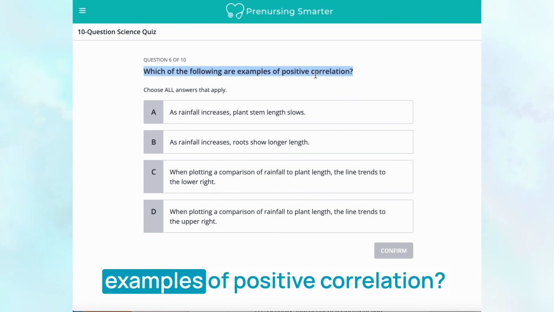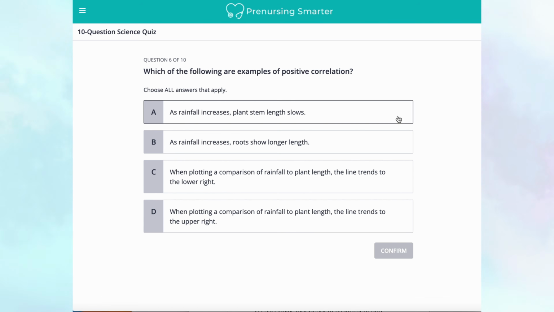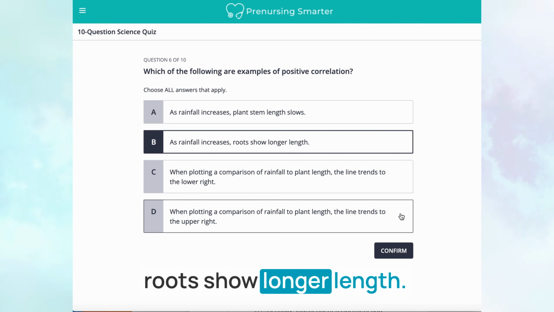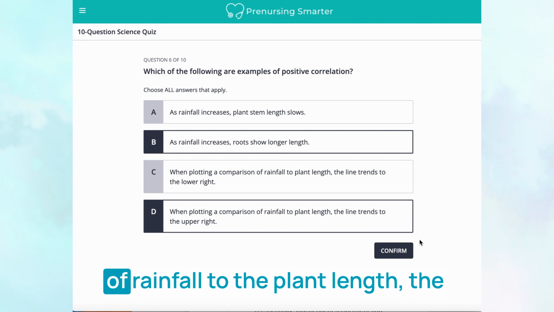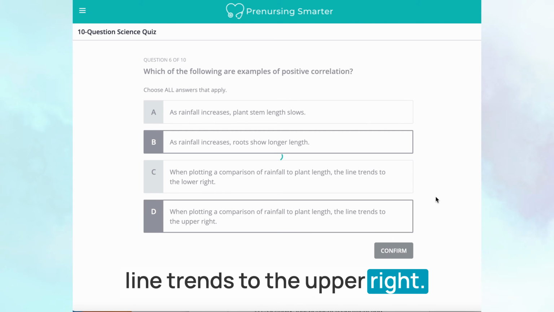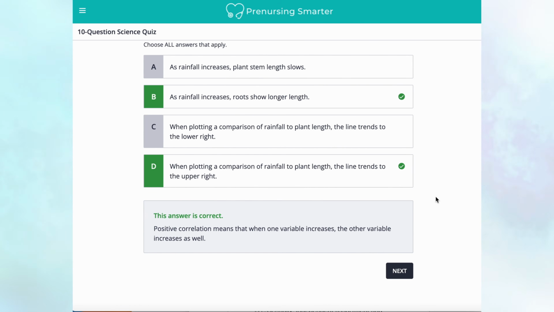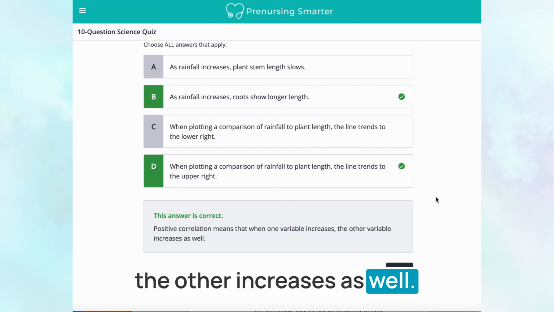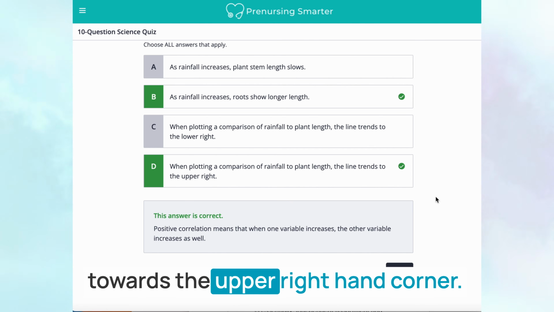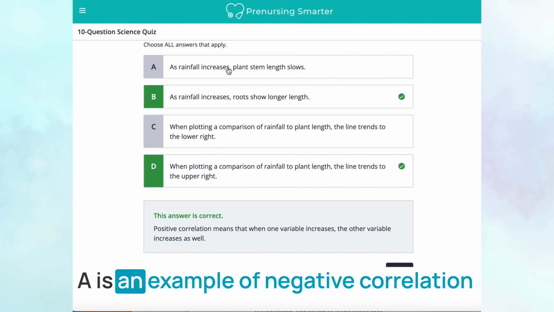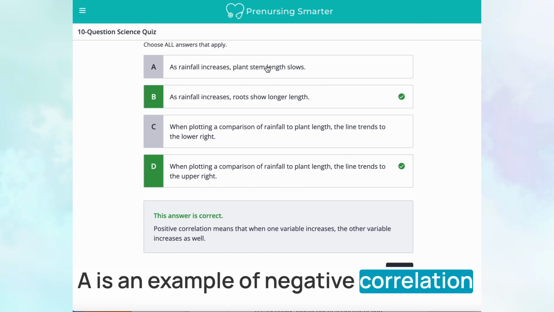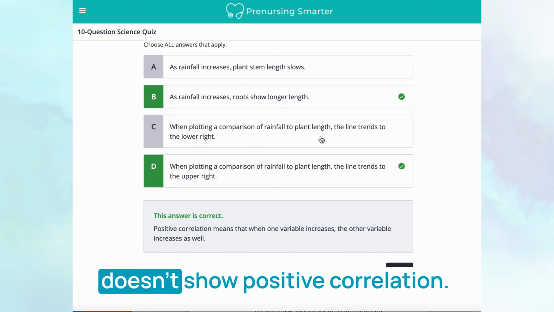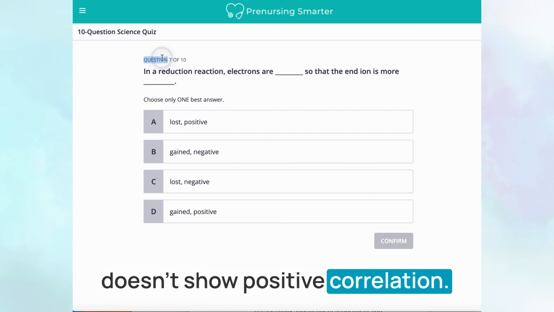Which of the following are examples of positive correlation? We'll select B. As rainfall increases, roots show longer length. And D. When plotting a comparison of rainfall to plant length, the line trends to the upper right. It's a mouthful there. Positive correlation means that when one variable increases, the other increases as well. And on a graph, they would go towards the upper right-hand corner. A is an example of negative correlation, because as one goes up, the other goes down, and the lower right doesn't show positive correlation.